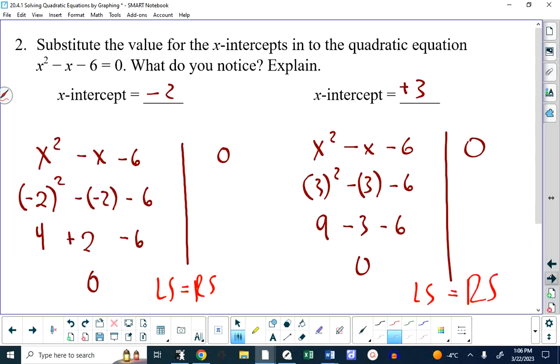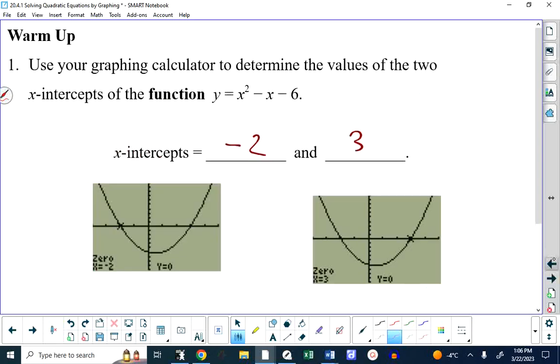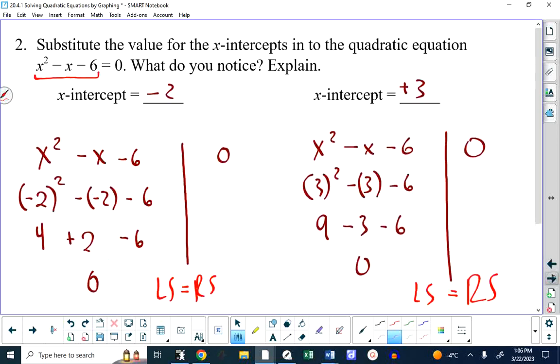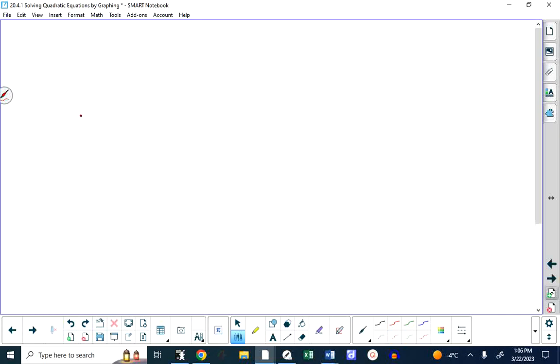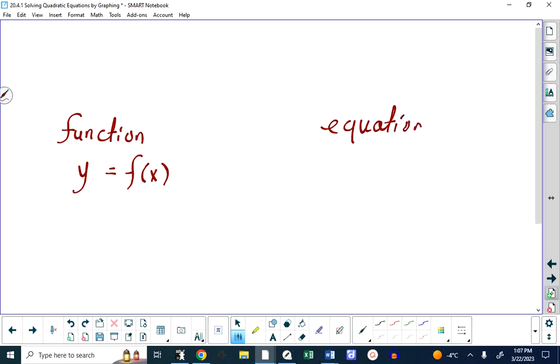Let me summarize what this is telling us. I want you to notice that the thing that's equal to 0 in the equation is the same thing that is equal to y in the function. I'm choosing it this way intentionally. So what we have learned, or apparently learned, is that if you have a function of y equals f of x, and you have an equation of f of x equals 0, whatever y is equal to is the exact same thing that's equal to 0 in the equation.